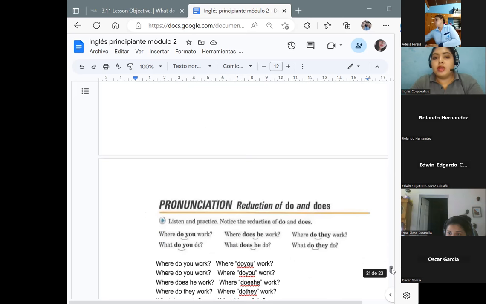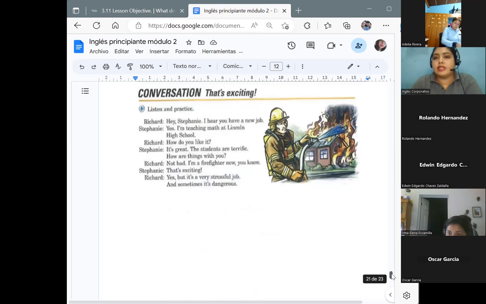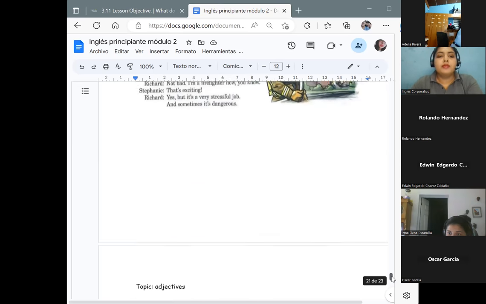Then we have the reduction of do and does. That is the part of the pronunciation, in which you can see different questions in which we use the words do and does. And in that case, it's just to talk kind of fast in that moment. Then we have the conversation that is exciting, in which we apply the information related to the jobs.